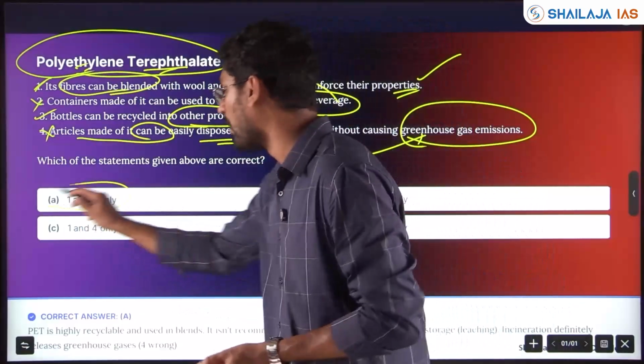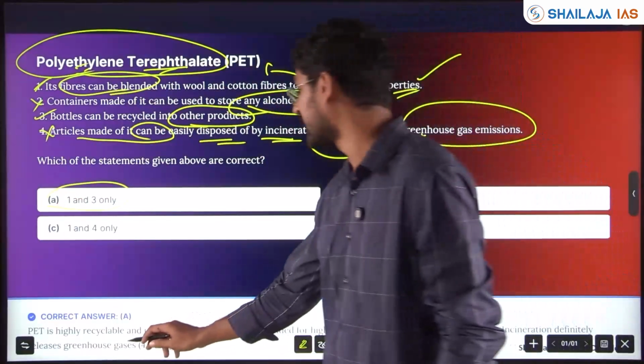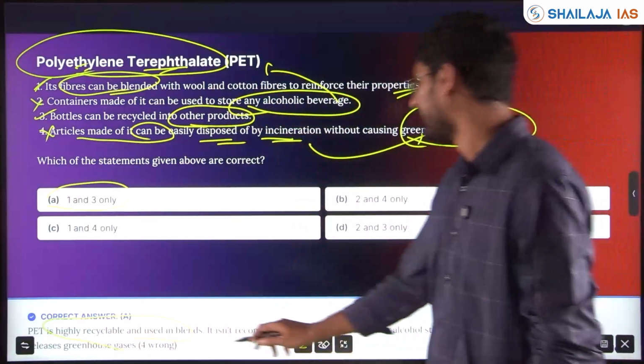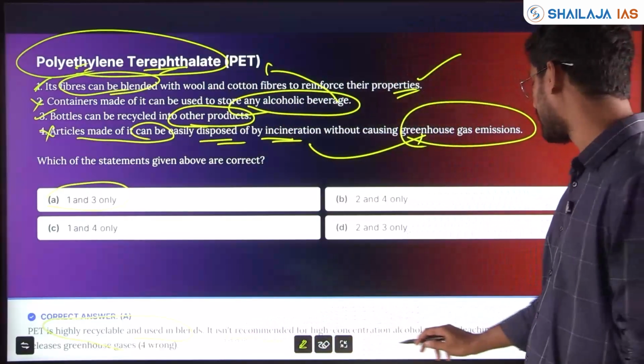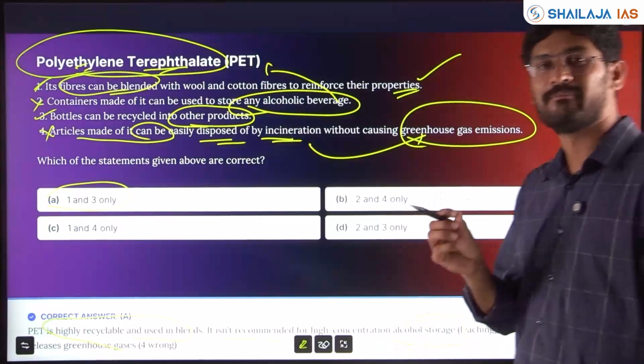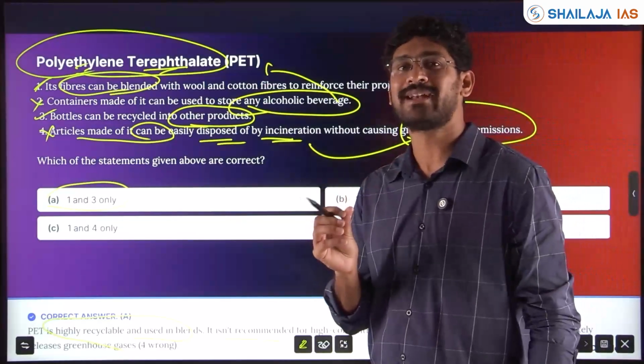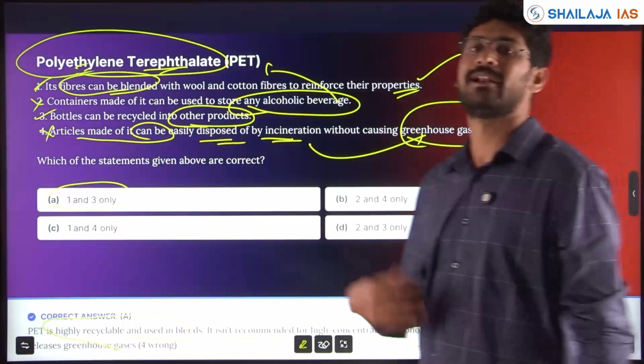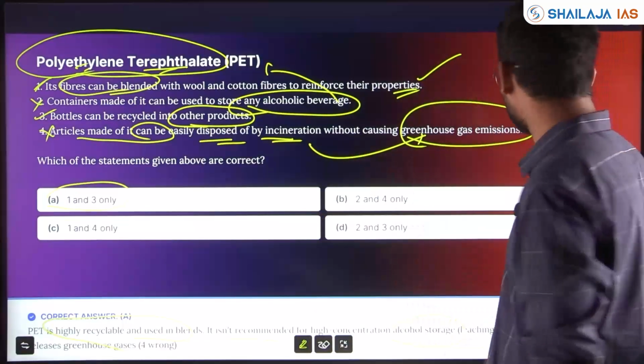The correct pair is 1 and 3. PET is highly recyclable and used in blending with other natural materials. It isn't recommended for highly concentrated alcohol storage, because of leaching. Alcohol can leach the plastic. Then incineration will release carbon. So statement 4 is wrong.